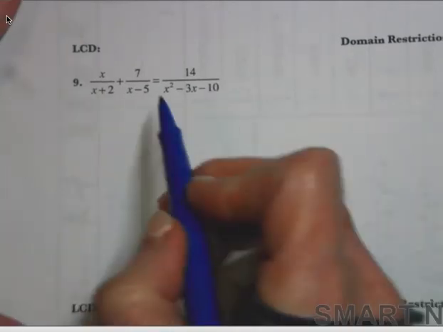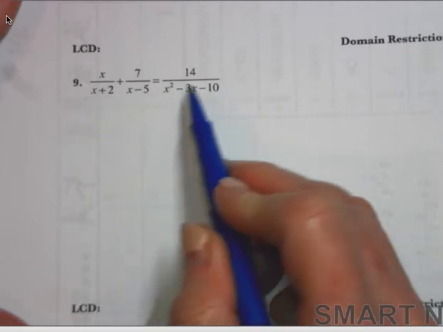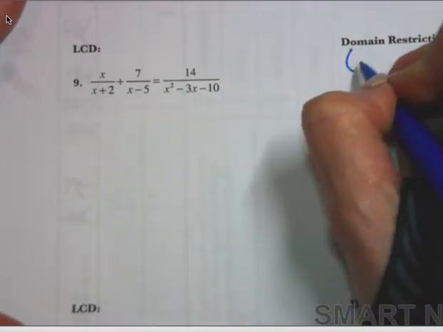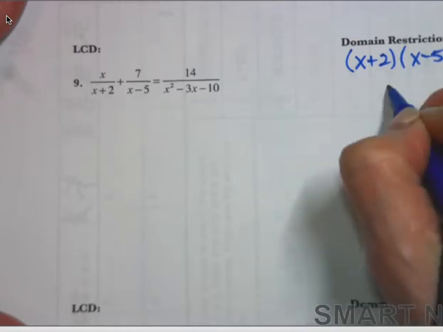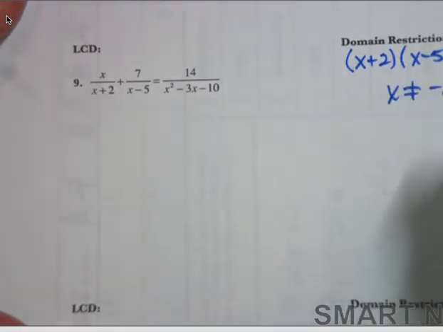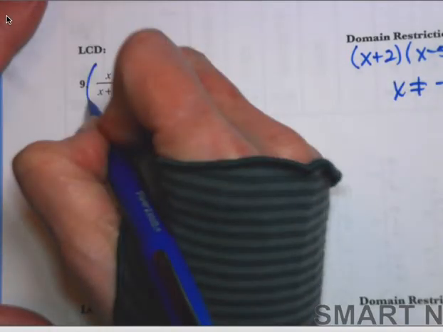Problem number 9. And here my common denominator, the two denominators that are given are actually the factors of the third denominator. So this is going to be my LCD, x plus 2, x minus 5, and my two excluded values are negative 2 and positive 5. So let's go ahead and carry on with the process.